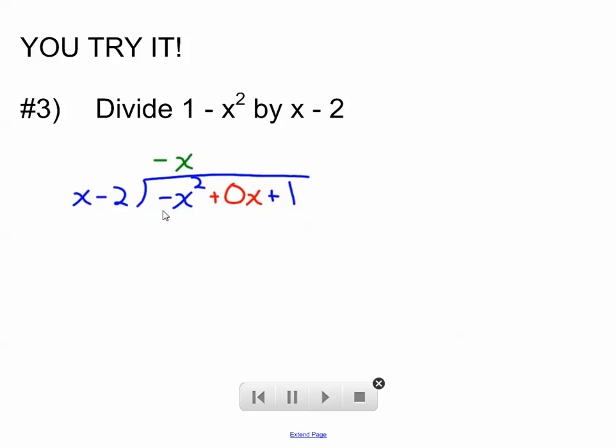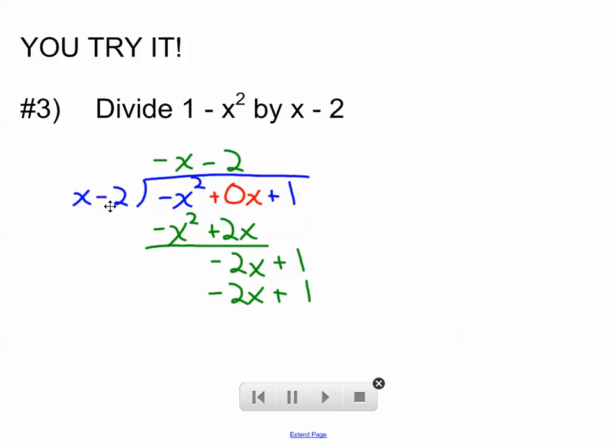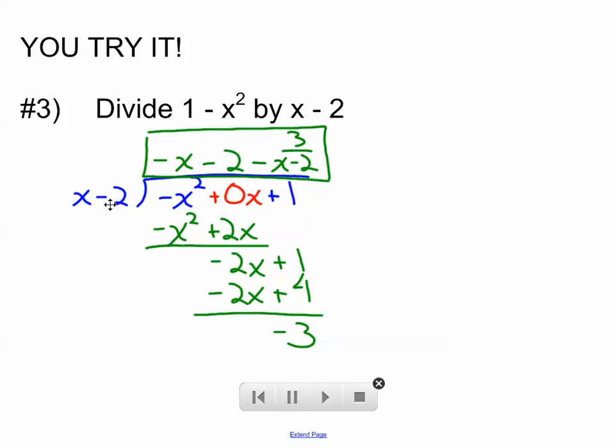X times what is negative x squared? Negative x times x is negative x squared. And negative x times negative 2 is positive 2x. When you subtract, you'll get negative 2x. Bring down the 1 and ask yourself, x times what is negative 2x? X times negative 2 is negative 2x. And negative 2 times negative 2 is positive 4. When you subtract, you get negative 3 as your remainder. Put that in fraction form.